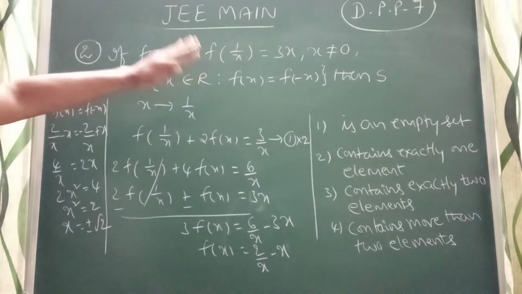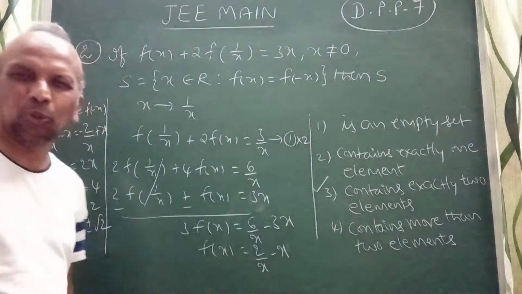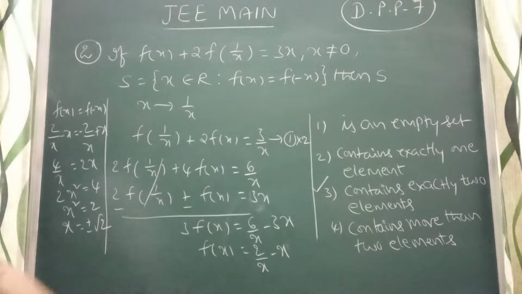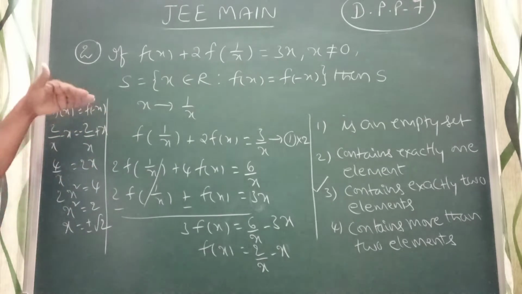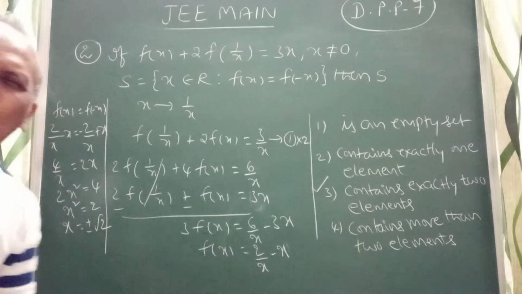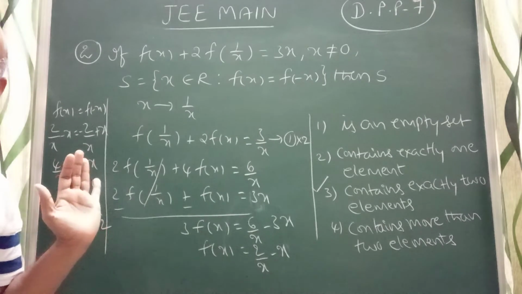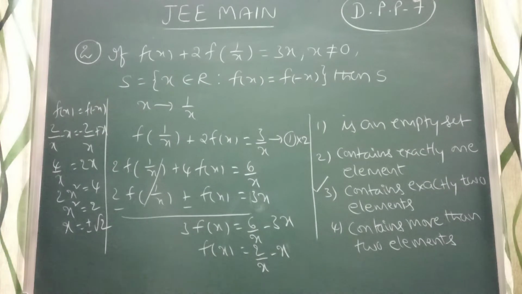It means S contains exactly two elements: plus root 2 and minus root 2. After finding f of x, consider f of x equal to f of minus x. Then you simplify, x equal to plus or minus root 2. Then it gives the required answer. Right? It contains exactly two elements. We do the next one now.